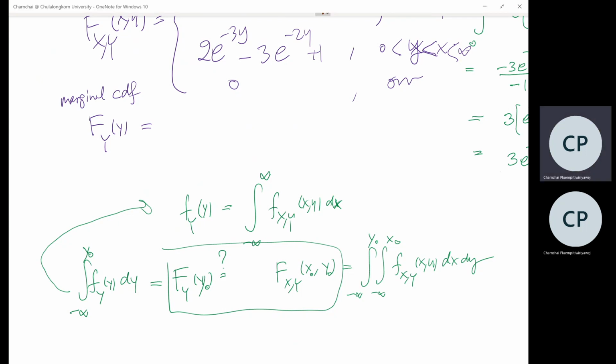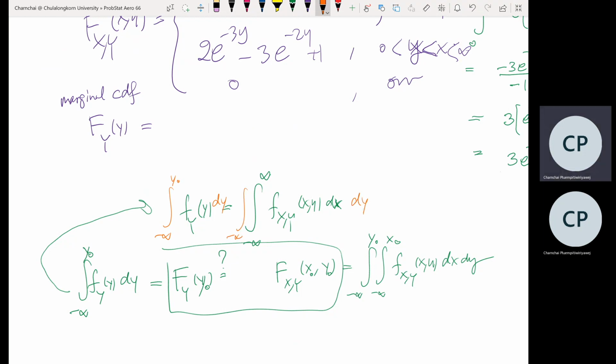Okay, watch carefully. If I integrate the one on top, dy from negative infinity to y naught, I integrate this dy from negative infinity to y naught. This is x naught. This is infinity. So you take the limits as x naught goes to infinity.